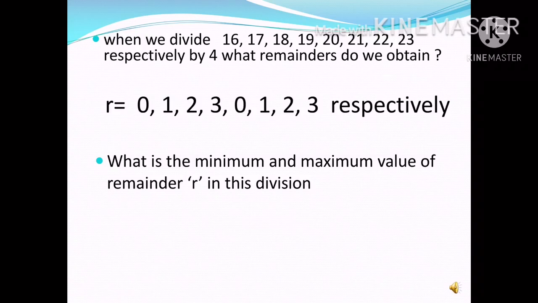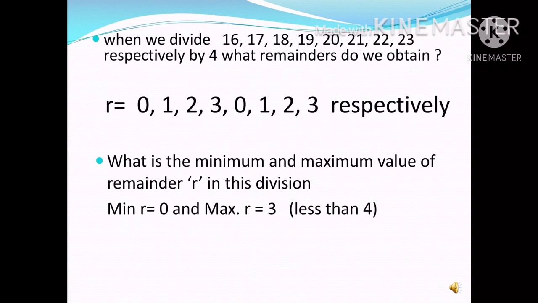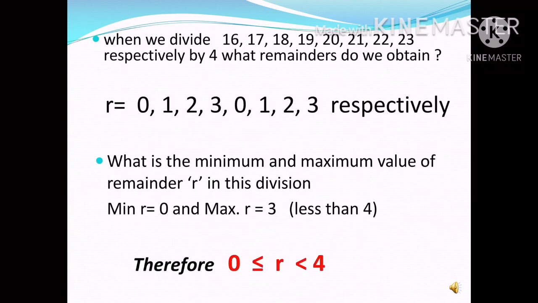Can you observe what is the minimum and maximum value of the remainder r here in this division? Yes, the minimum value of r is 0 and the maximum value of remainder r is 3, that is 1 less than the divisor 4. So what do we conclude here? We conclude that when we divide any number by 4, the remainder can be 0 or greater than 0, but it is always less than the divisor, that is 4 here.